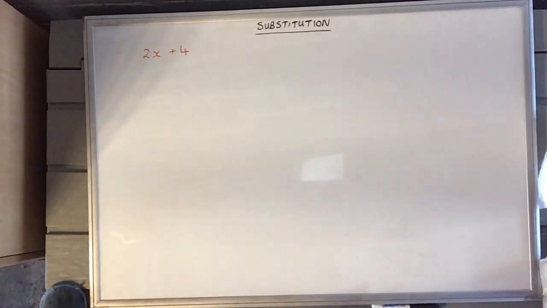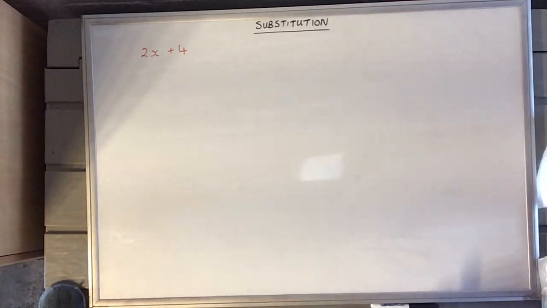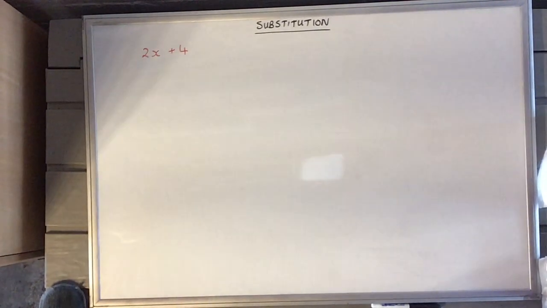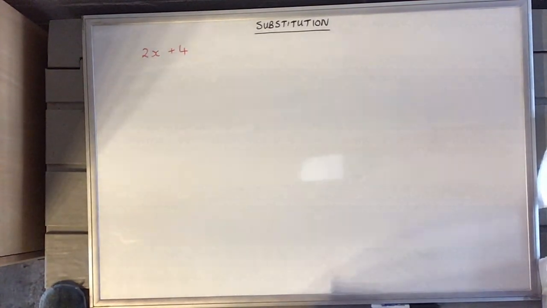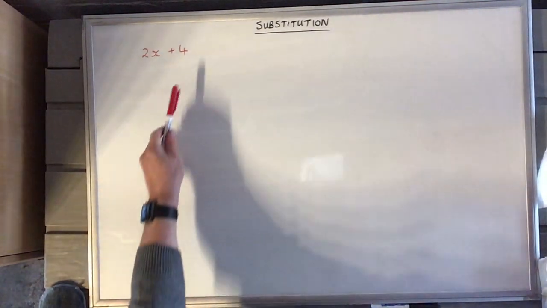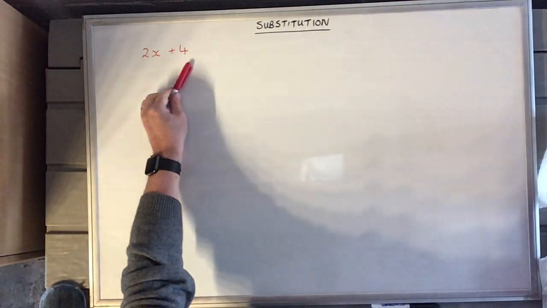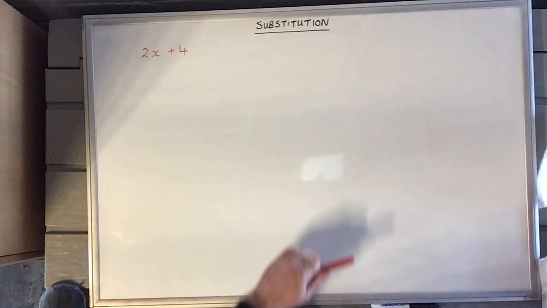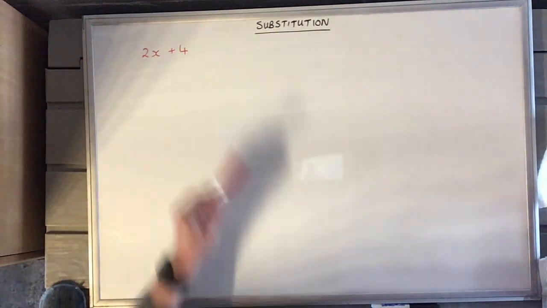Okay, this topic is substitution, and we're going to show you how to work out values using substitutions. So it's a combination of algebra and order of operation. This is called an expression, and we want to evaluate this expression. We want to see what values it can take. Well, to do that, we have to know the value of x.